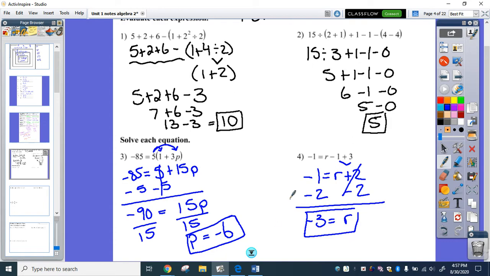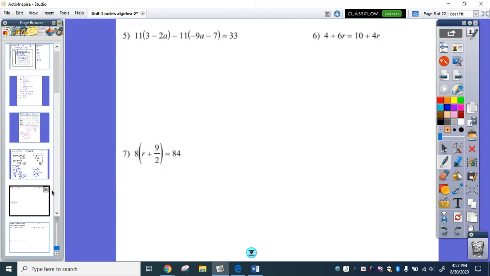For the purposes of when you do your Edulastic, you do not need to worry about putting the variable. I just need the number for your answer. So just keep that in mind. And let's go do the last few problems here.